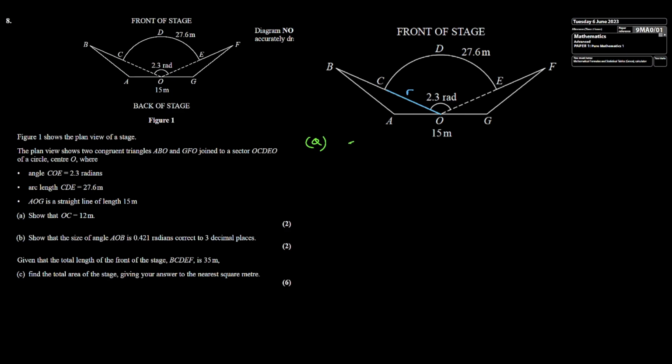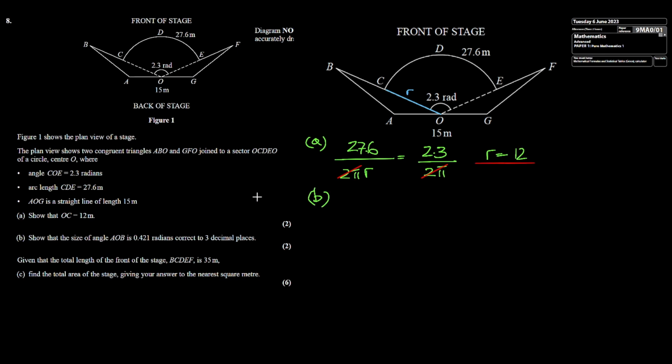So I can say that 27.6 divided by the circumference, which is 2 pi r, is equal to 2.3 radians divided by the angle of the whole thing, which is 2 pi. The 2 pi's cancel, and if you work that out, you get that r is equal to 12. And that's the first of our answers.